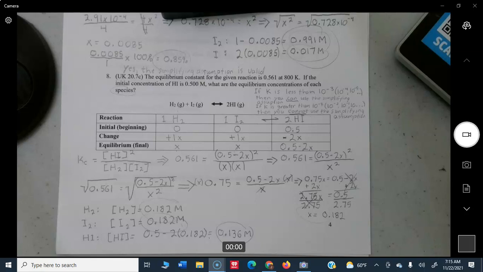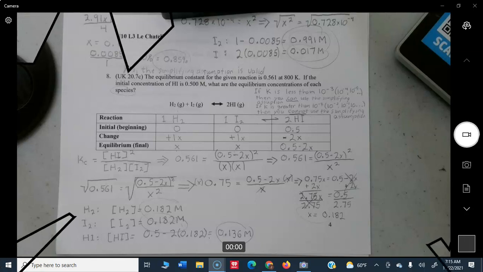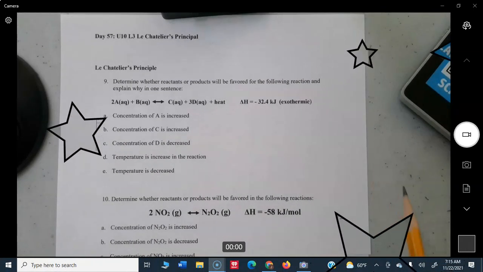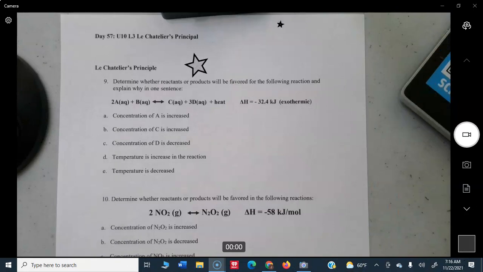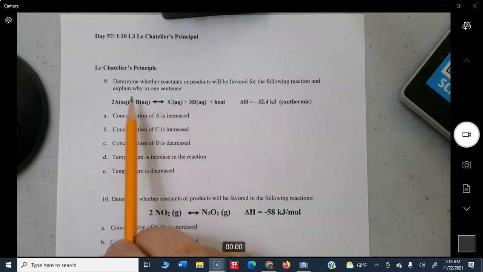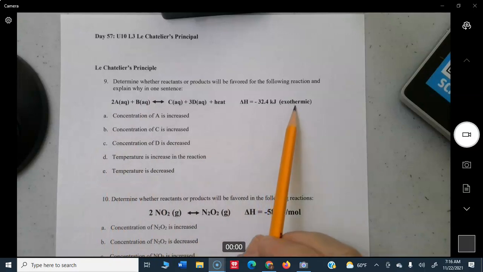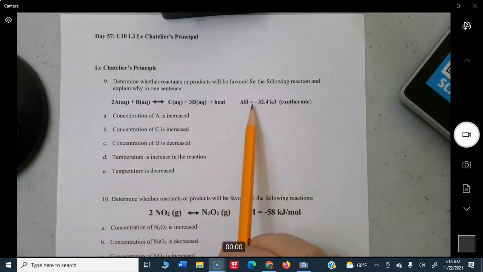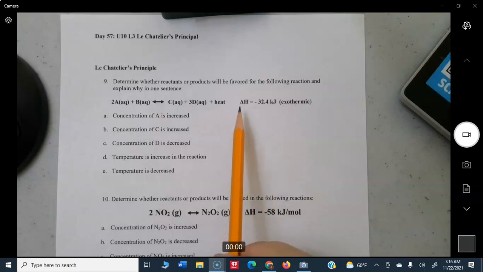Okay, let's work through these together. Determine whether reactants or products will be favored. Again, reactants being favored means the reaction moves backwards from products back to reactants. Products being favored means it moves forwards from reactants over to products, from left to right. So here's just a generic equation. It's exothermic. Now, we're not calculating delta H's here. We're calculating the movement of the reaction.